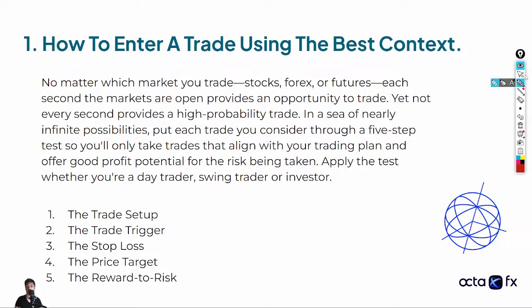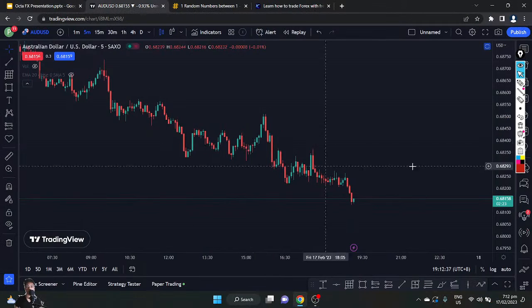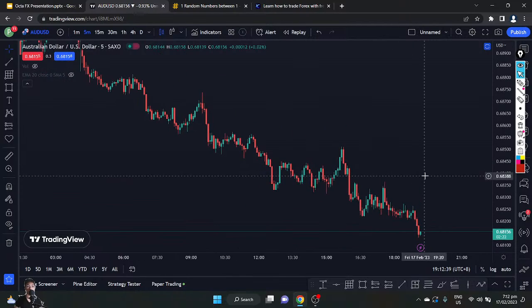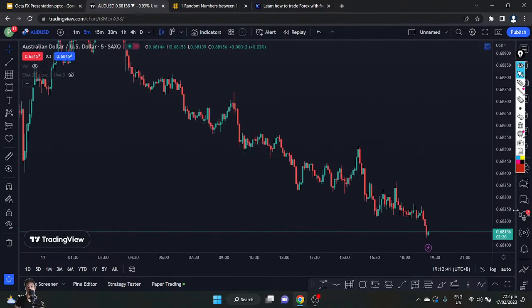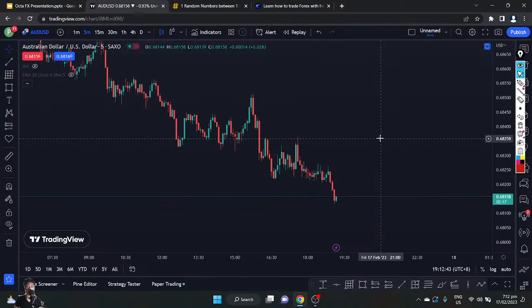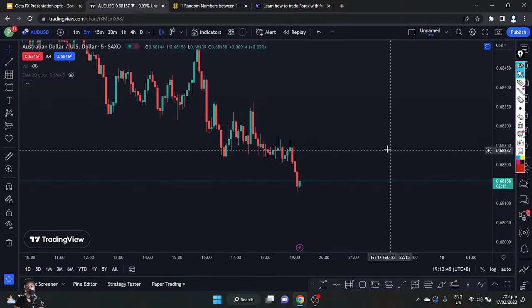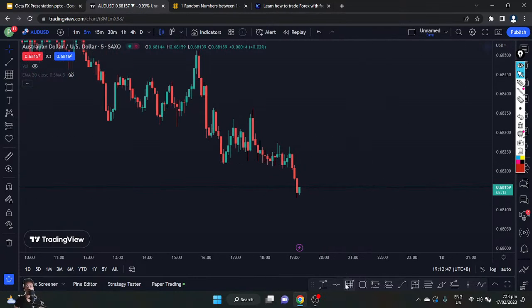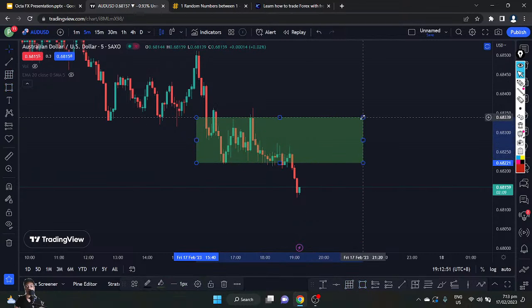Okay, so for us to look for that on the live chart, let's see if we can spot one. So here, for example, on the Aussie dollar, we have the 5-minute time frame. As you can see here, the price, if you remember our lesson from our Darvas box lesson, we have a Darvas box right here.